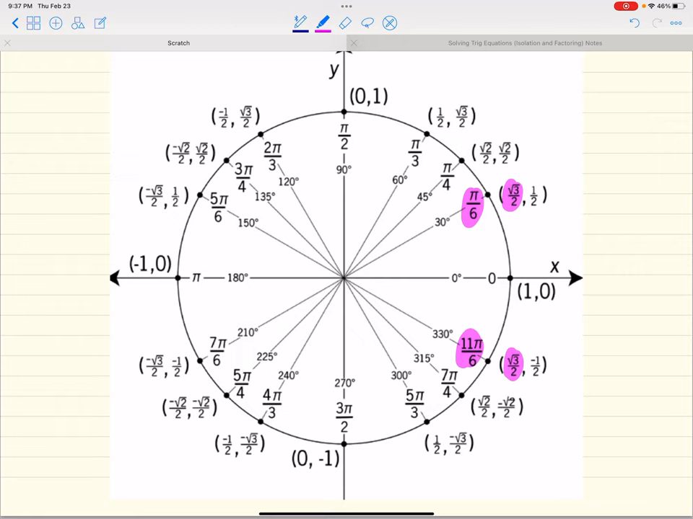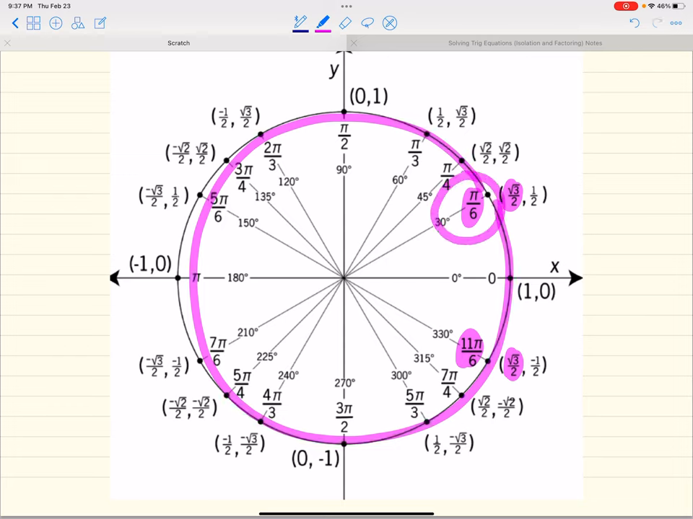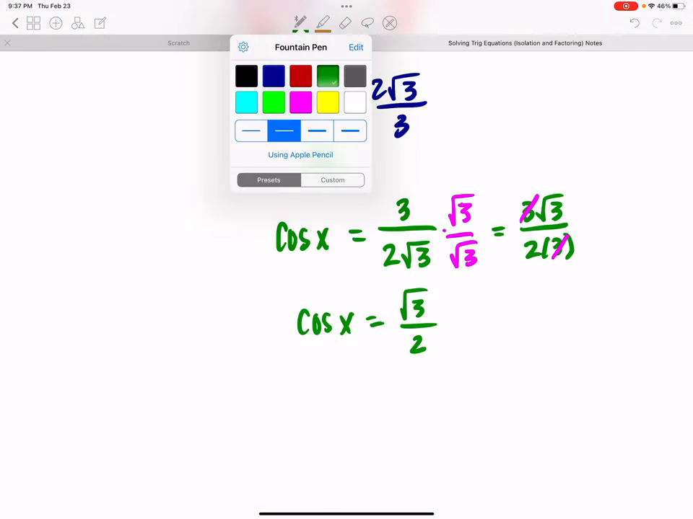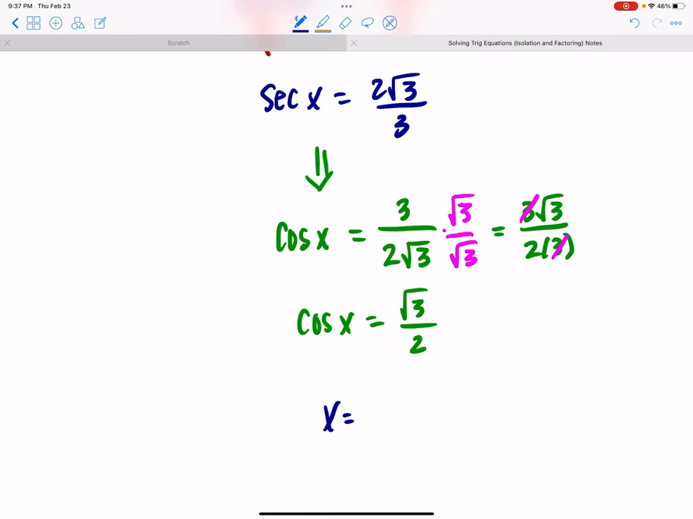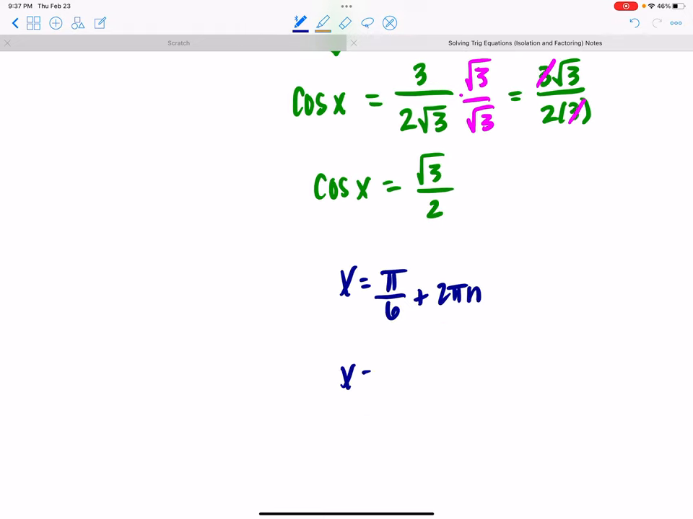And again, there's not a nice 180 in between those or something that would be easy to describe. So we're just going to go full laps around our unit circle to keep getting iterations of each of those angles. So pi over 6 plus 2 pi n, and 11 pi over 6 plus 2 pi n number of times would be all of the solutions to that equation. So we're going to say x is going to equal pi over 6 plus 2 pi n, and x is going to equal 11 pi over 6 plus 2 pi n.